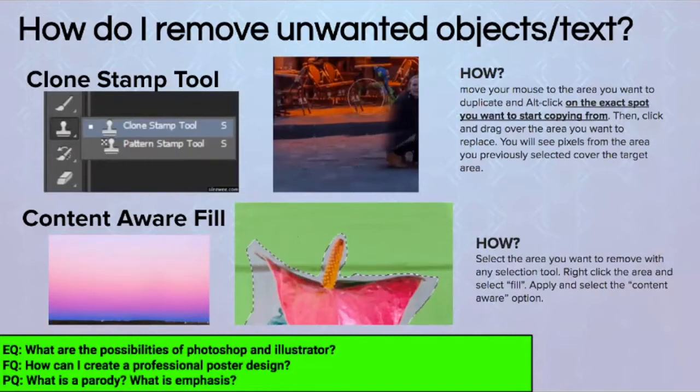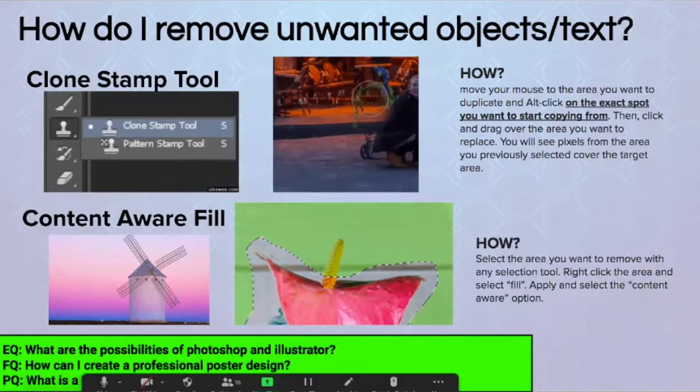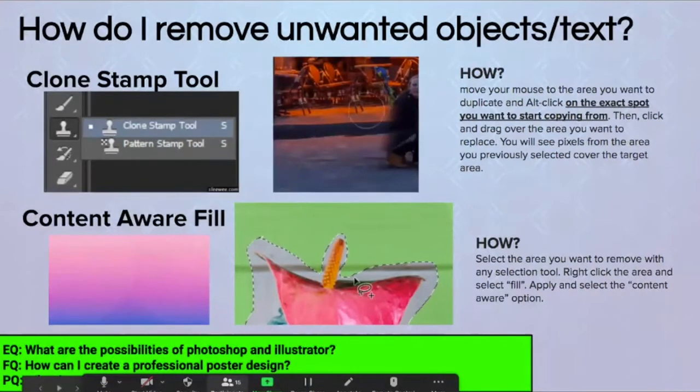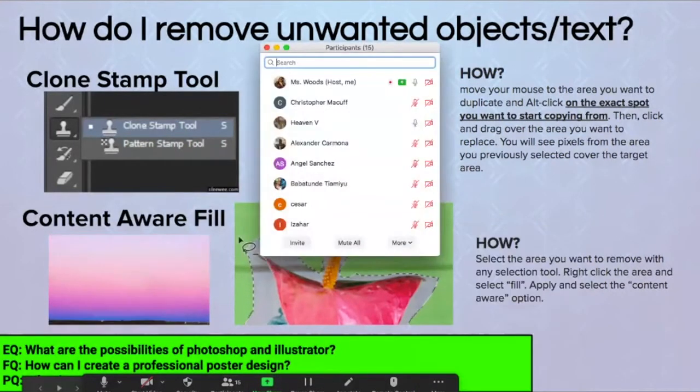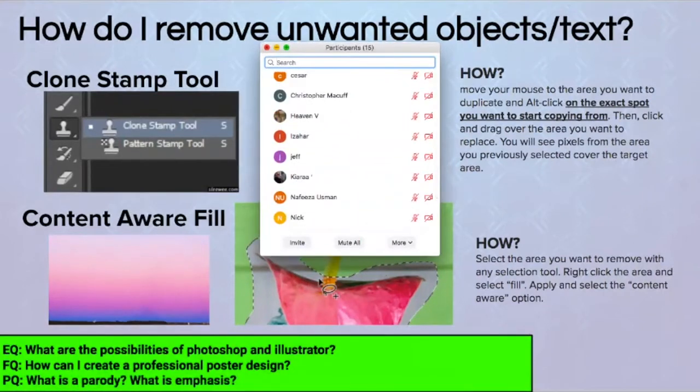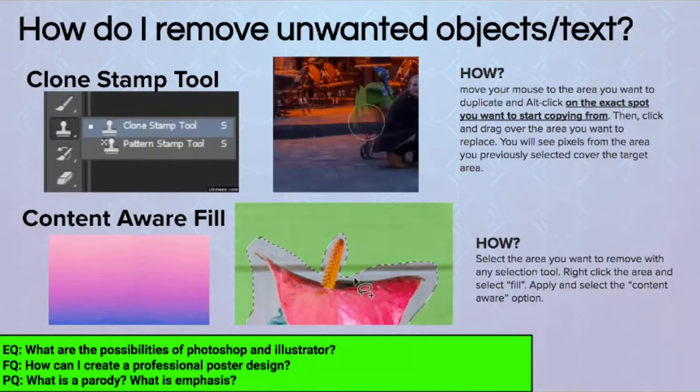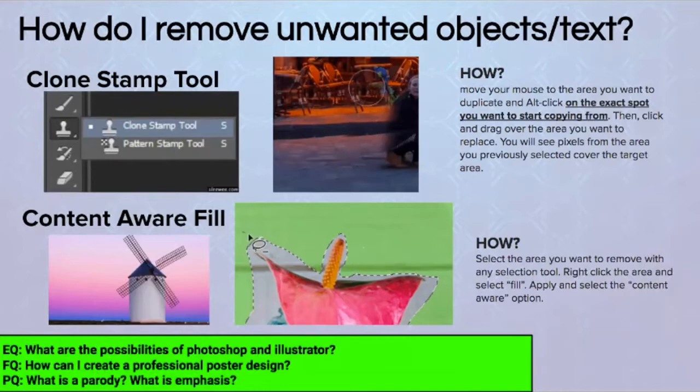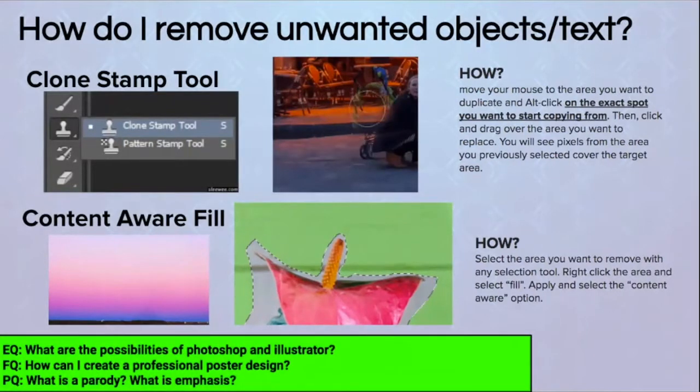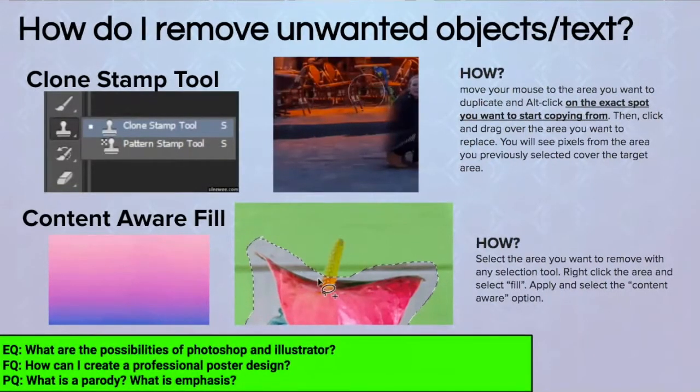So how do I remove unwanted objects? One second. Okay, how do I remove unwanted objects and text from an image? What we do is we use a few different tools. Two of the tools that I love to use are the clone stamp tool and the content aware fill tool. So I'm going to go over these with you guys and show you how they work. You can see a little demonstration in the GIF on the screen.